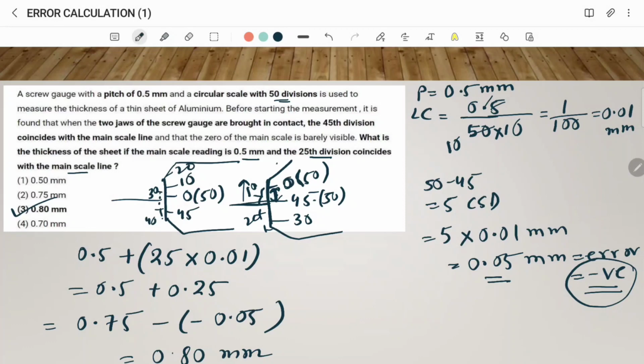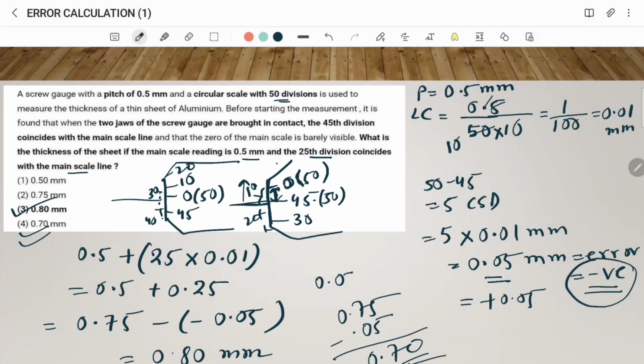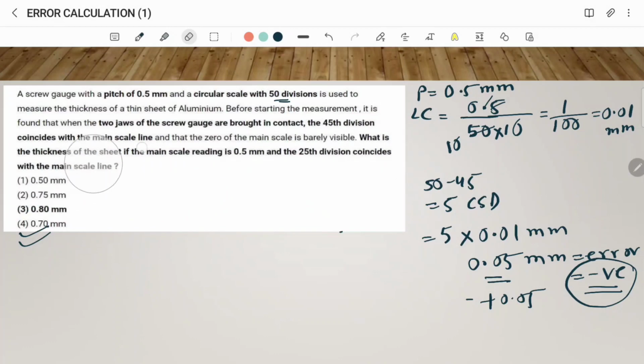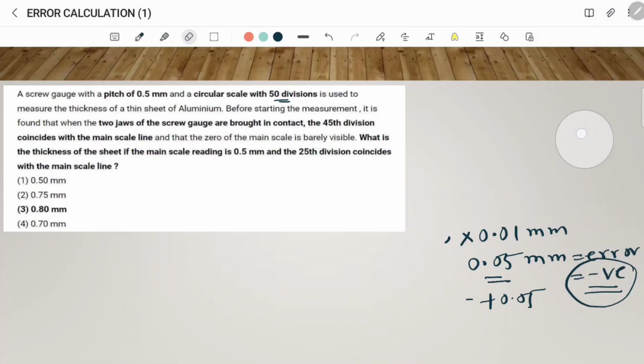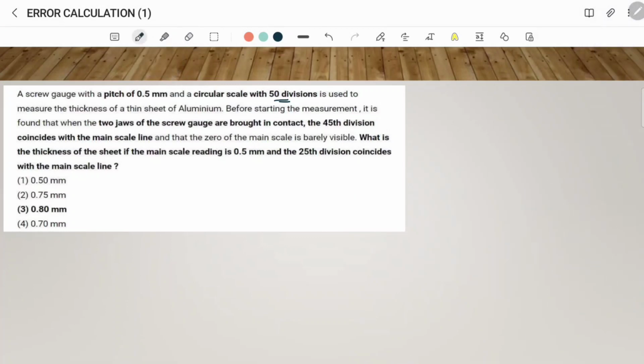In this kind of problem, do not make a mistake in understanding if your error is positive or negative, because if by mistake you did a wrong assessment of your error, suppose in this case you consider this error as positive, then your answer will come out as 0.75 minus 0.05, which is 0.70, and this is also given in the options, you see. So your answer will be wrong. So building up the theoretical concept is very much important. Then only you can solve the numericals correctly. Mugging up will not do.